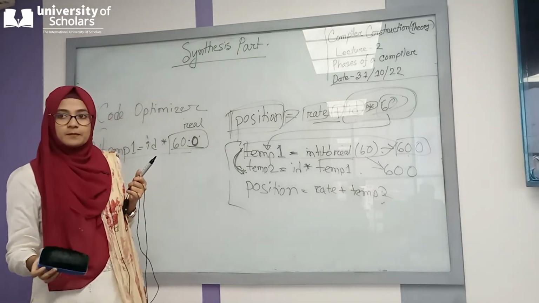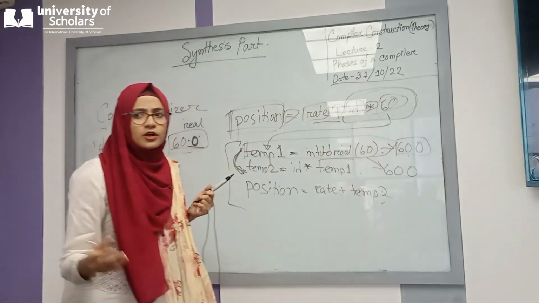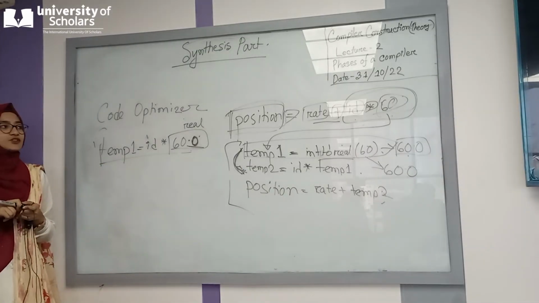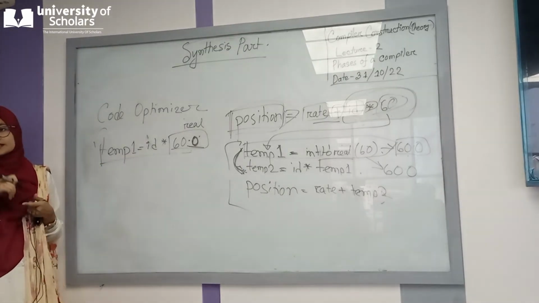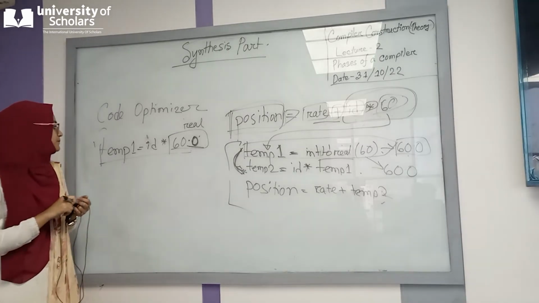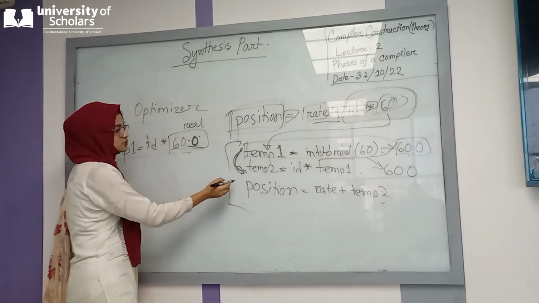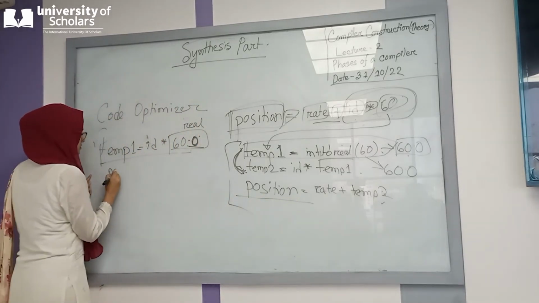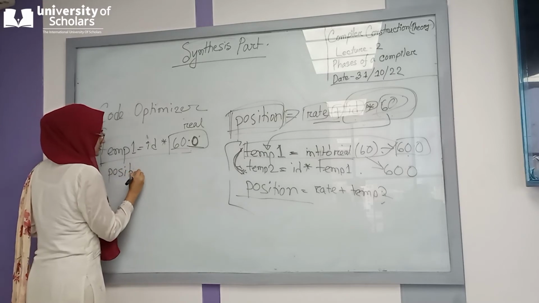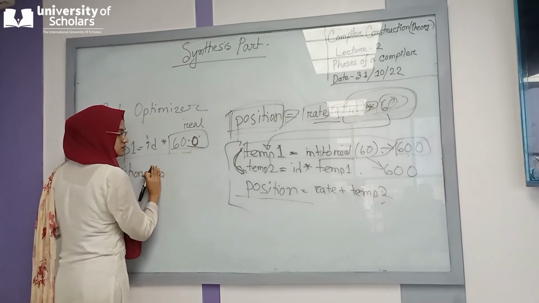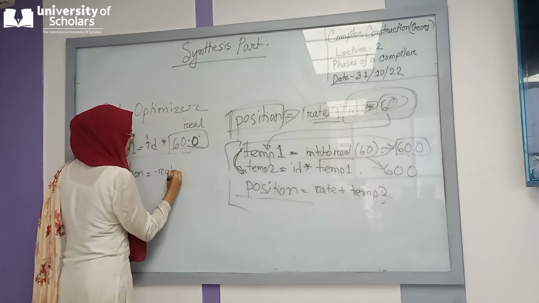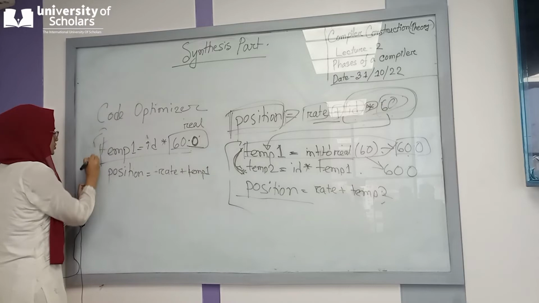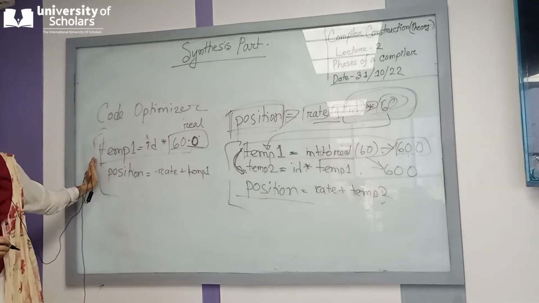Ma'am, if there were a point here, then it would not be an integer. Integer doesn't have the point value, right? It's already a real number, so we don't need to convert it again. Okay? Now, we just need to do this part. Position equal to rate plus temp. It's done. So one line is reduced, right?